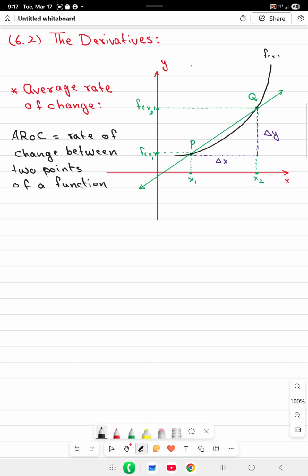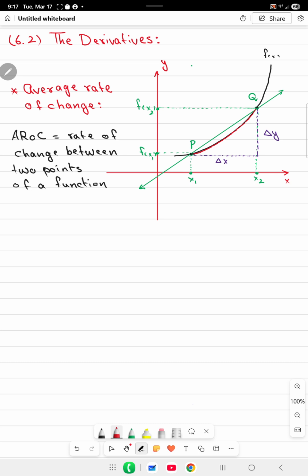If we look, the function is increasing. If I look from point P, let me change the color. For example, if I use red, the function is increasing. It means the rate of change is changing, right? The rate of change is increasing. The function is rising.